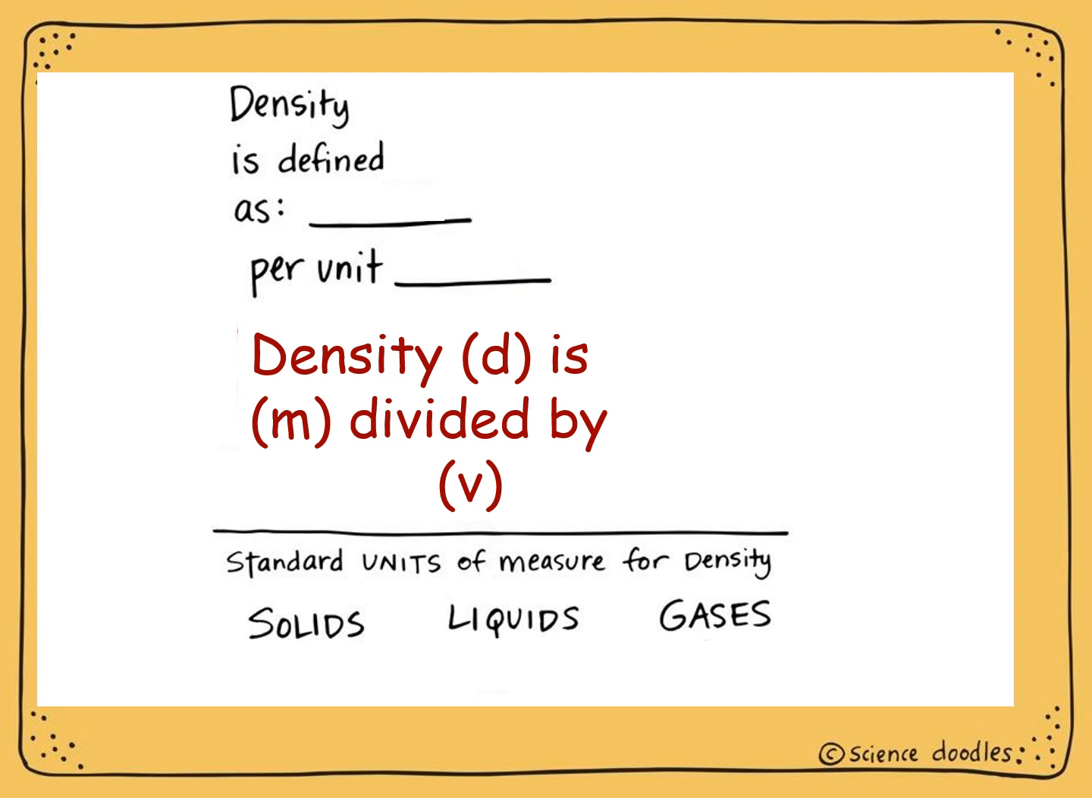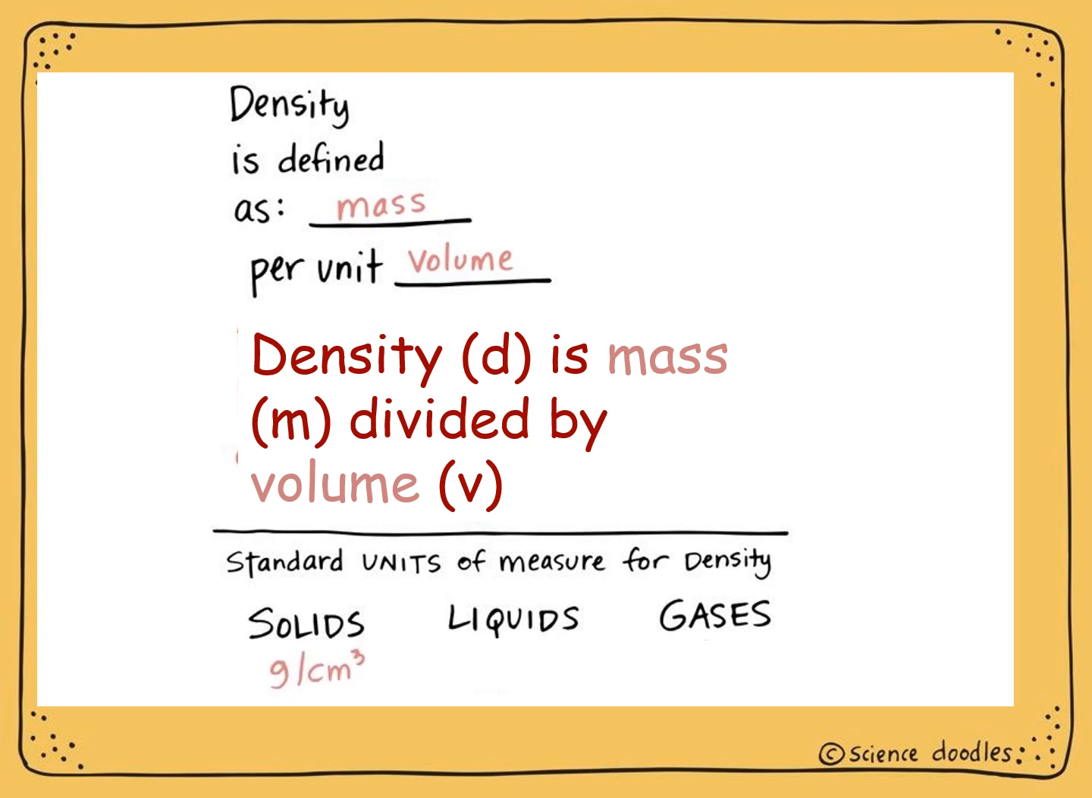Density is defined as the ratio between mass per unit of volume. Specifically, density, represented by a D, is mass, represented by an M, divided by volume, represented by a V. So mass is always in our numerator on top. The volume is always in our denominator on the bottom. When we measure density, mass is always going to be represented in grams. But volume will have a different representation depending on if you are representing a solid, a liquid, or a gas.